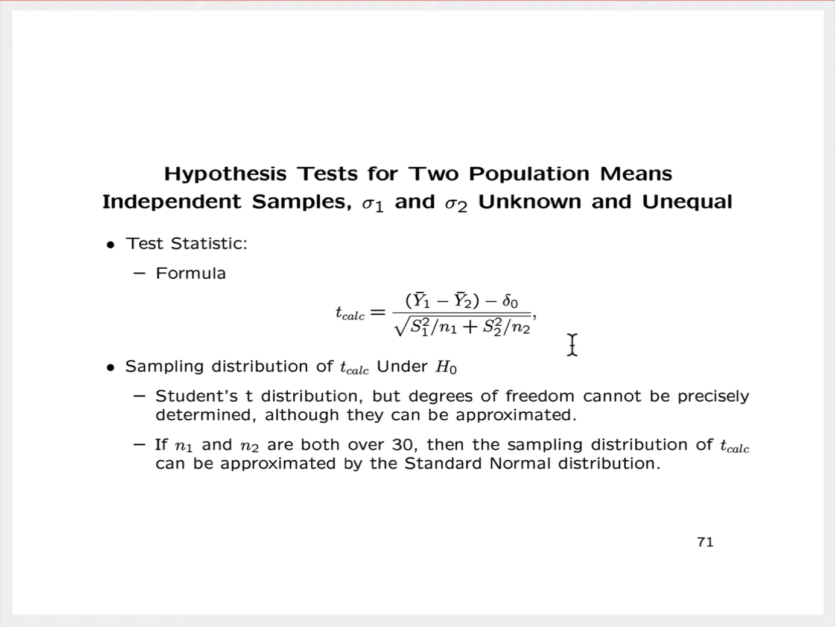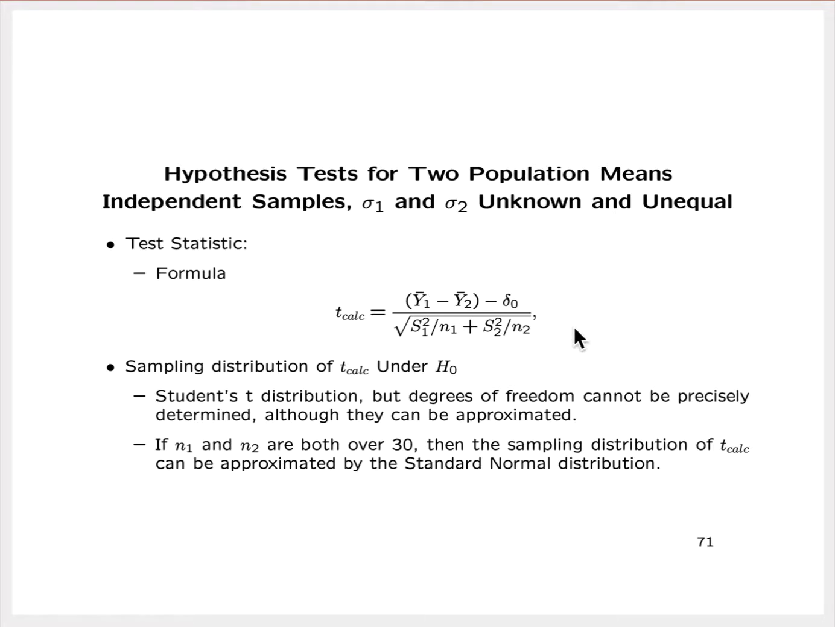The formula for the test statistic, which we're going to again call t-calc, is in the numerator the difference between the sample means, which is a point estimate, an unbiased estimator of the difference in the population means. From that we subtract the hypothesized difference delta 0, and then we divide that difference by the estimated standard error of the difference in the sample means. And that estimated standard error is, you can see here, the square root of the variance of sample 1 over the size of sample 1 plus the variance of sample 2 over the size of sample 2.